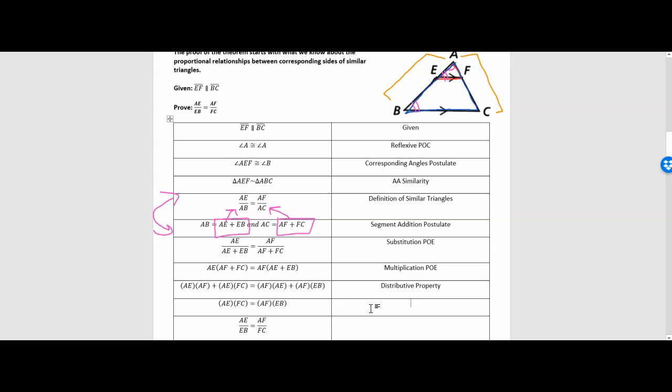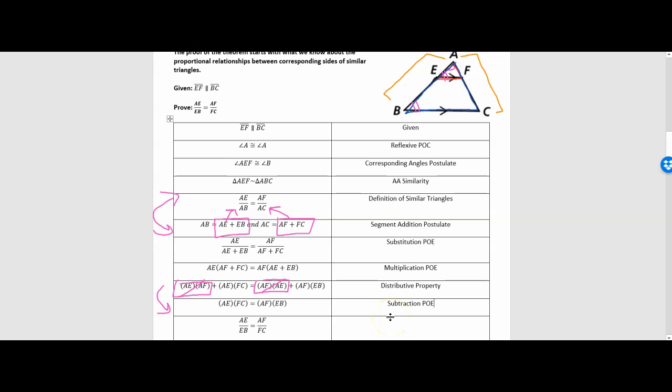And then how do they go from this line to the next? Looks like they subtracted something. Well, what did they subtract? Notice that we have an AE times AF on both sides, so they could subtract that product from both sides. So subtraction property of equality.